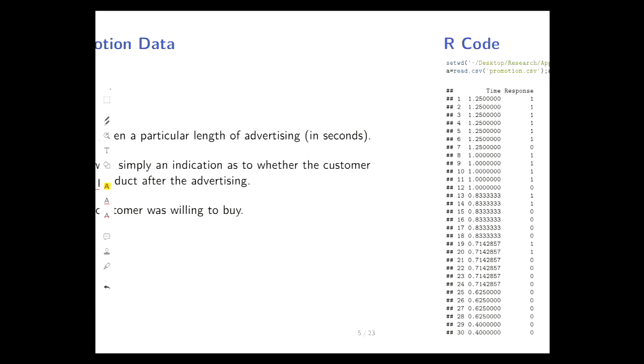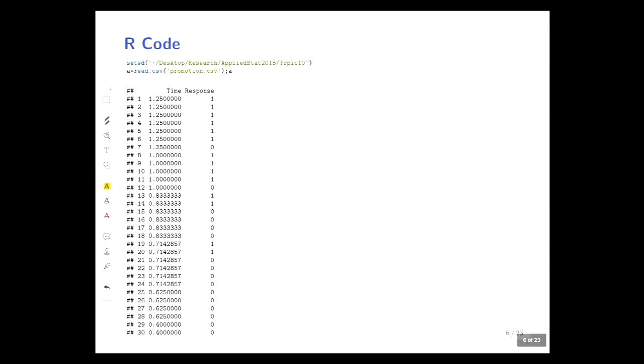Understanding the background. Let's have a look at our data set. We can see we have 30 customers, and for these 30 customers, we have their responses. A response equal to 1 means the customer was willing to buy the product, and 0 means the customer was not willing to buy the product. And we also have the length, or the time, of advertising. So we have different situations for the advertising.